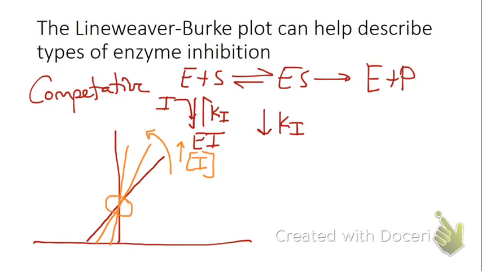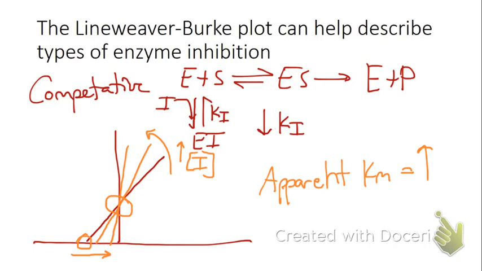With a competitive inhibitor, nothing happens to the Vmax. The Vmax and the apparent Vmax are the same. What happens to the Km? Here's the Km of our uninhibited enzyme, and as we add inhibitor, it moves to the right. The actual Km of this enzyme does not change, but the apparent Km increases. What we see in the lab will increase.